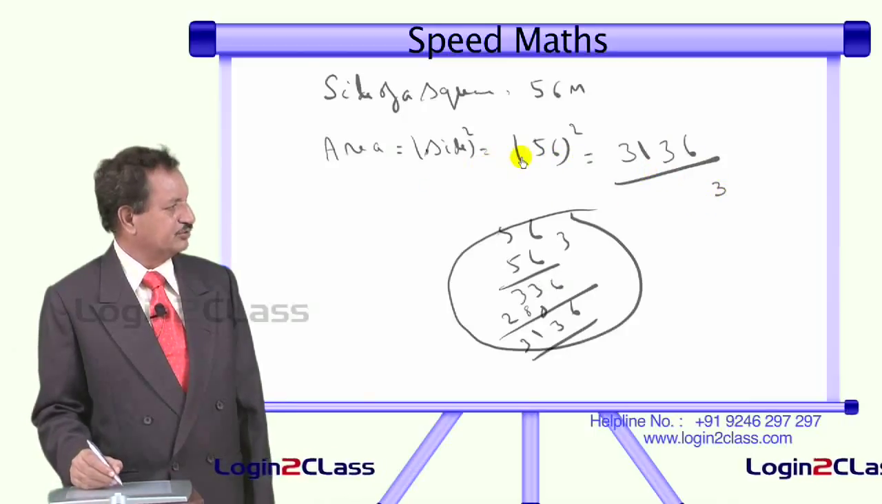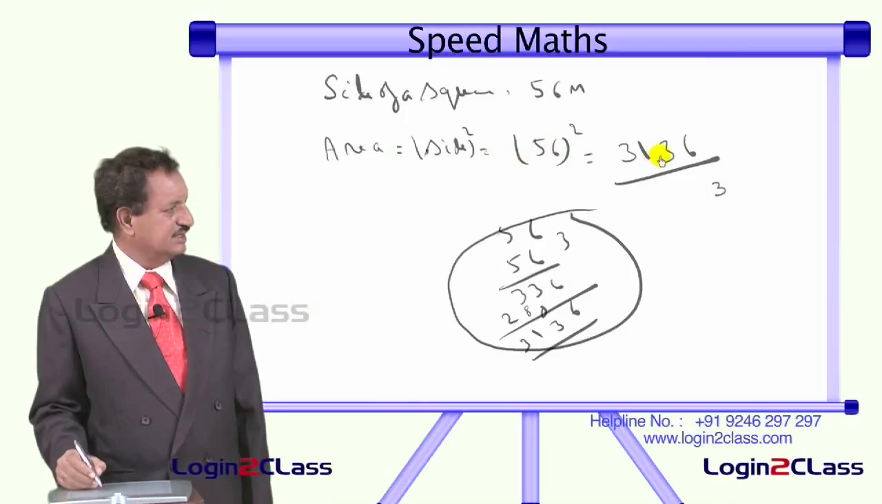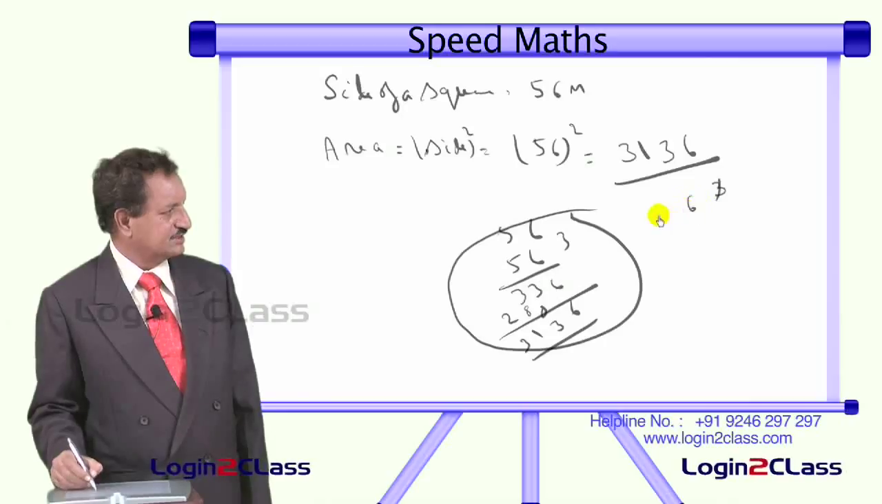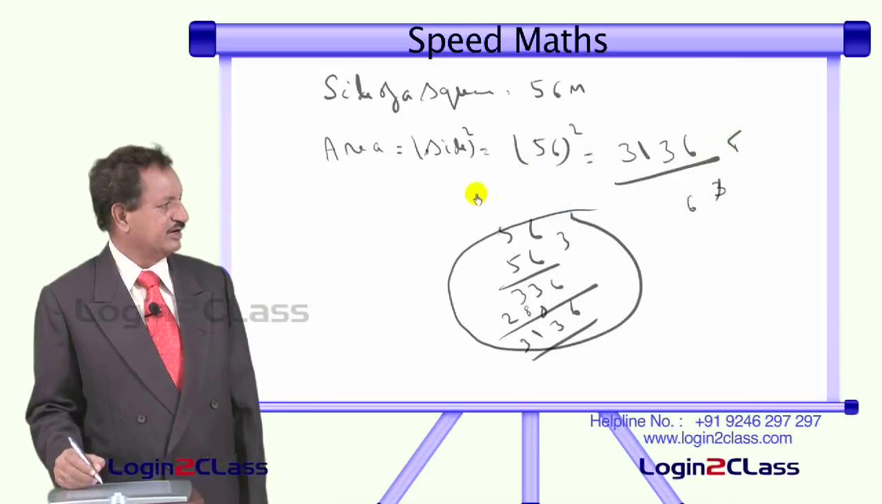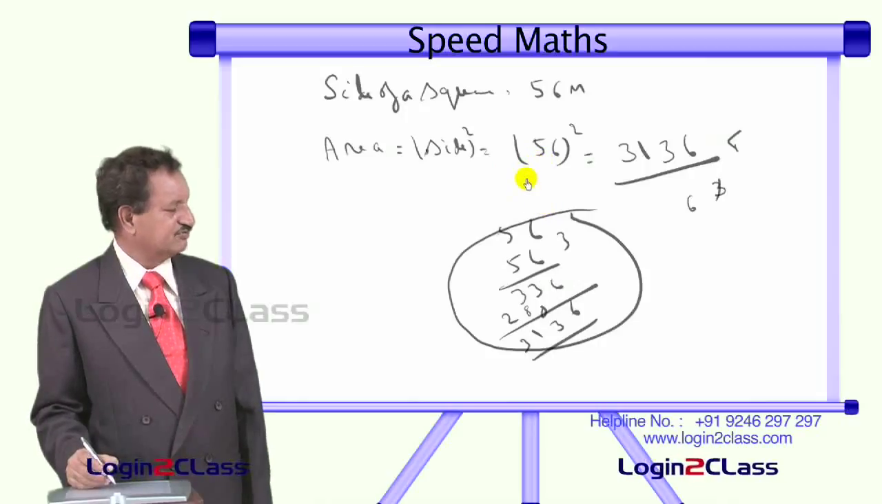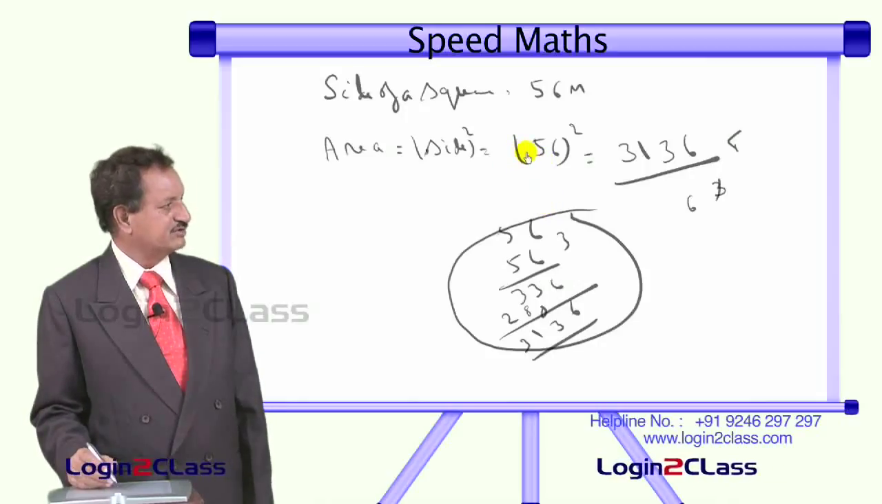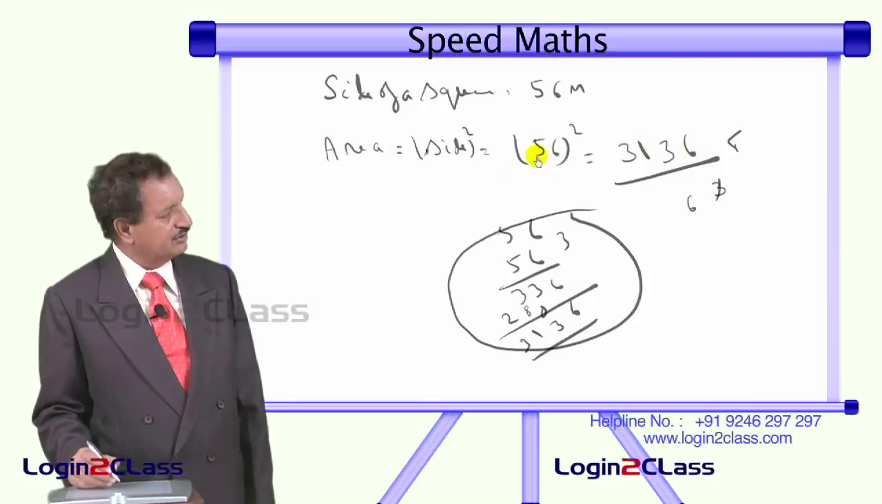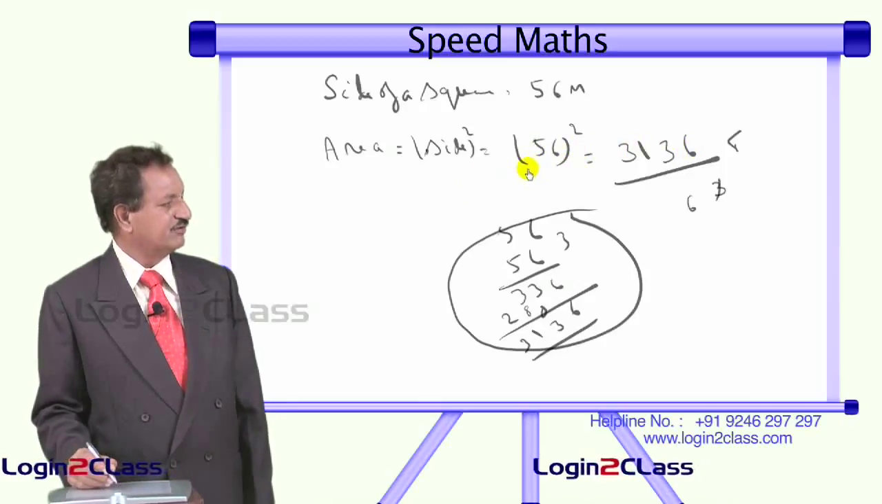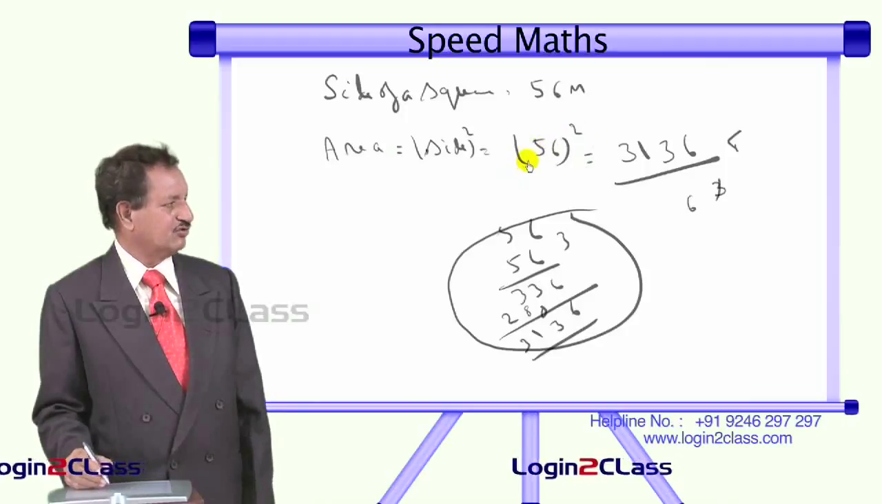And again 2ab: 2 into 5 is 10, 10 into 6 is 60. 60 plus 3 is 63. 3 is here, 6 outside. And 5 squared is 25, plus 6 is 31. So in either way you can do it, starting with 5: 5 square is 25 plus 6 is 31, and 6 squared is 36. Even if you forget the ending with 5 or starting with 5, then go for direct squaring.